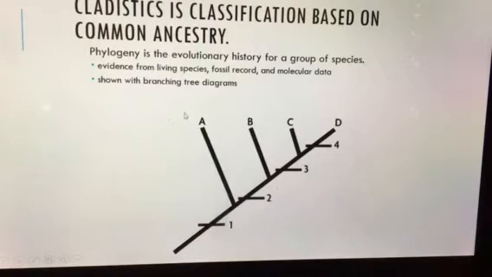With a new species, species A, B, C, and D are all separate species, but we have a common ancestor here, showing through this phylogeny. Usually this is found because of evidence of living species that we have, the fossil record, and molecular data. Now remember, molecular data, we're talking about DNA. And when we have this, we can show the branches in a tree.